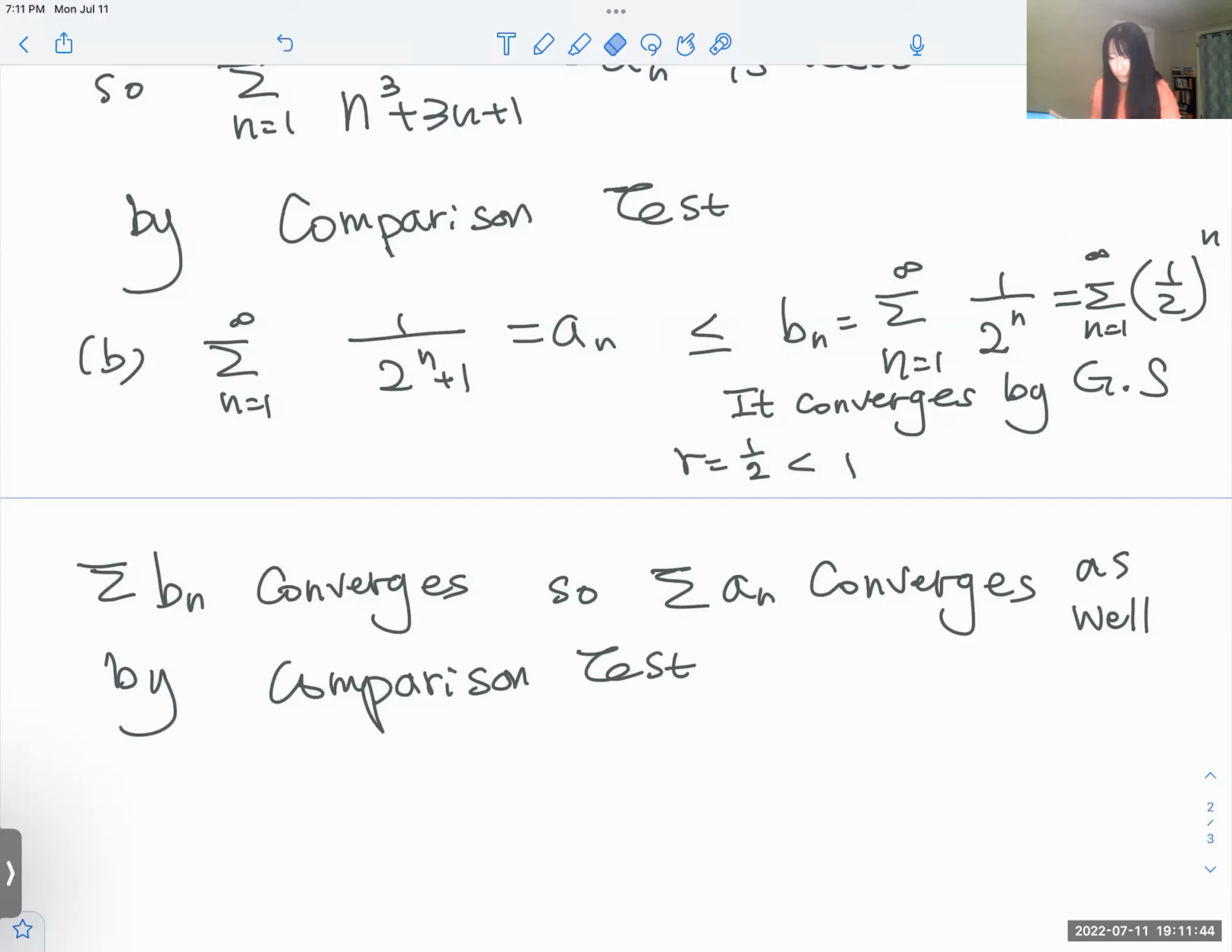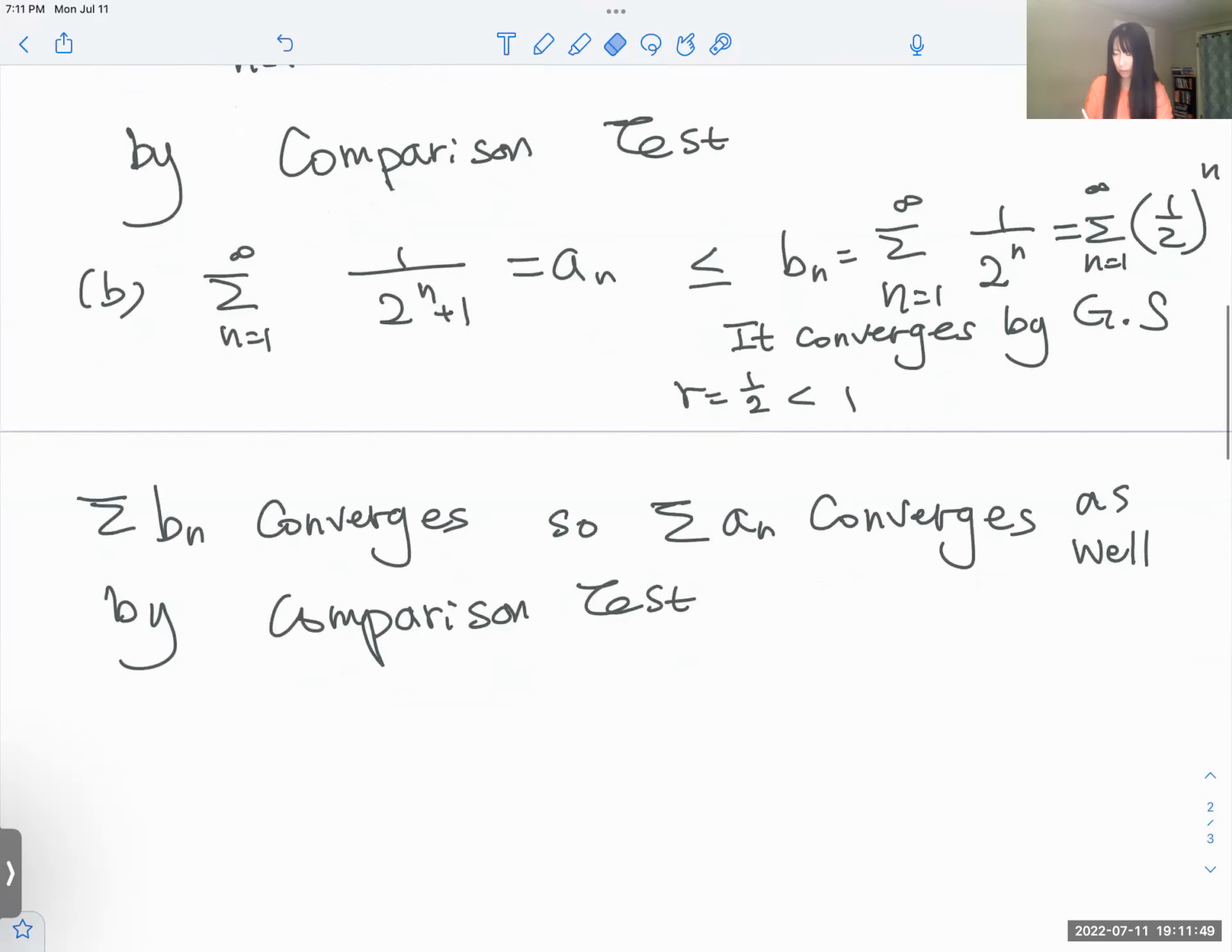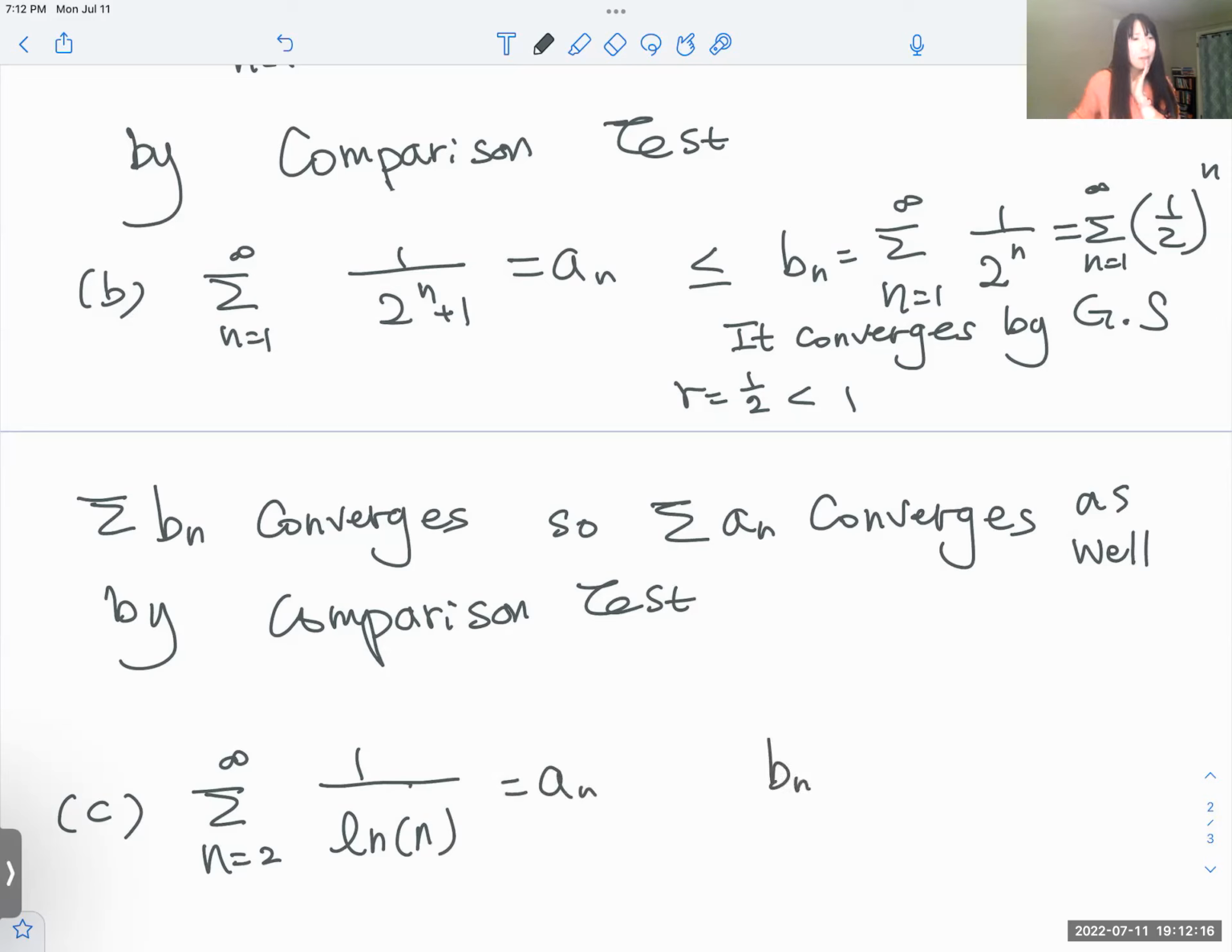Okay. How about this? So we have the sum from n equals 2 to infinity of 1 over ln n. Okay, a little bit different. So this one, say this is A sub n. Now B sub n, we're going to say is 1 over n.